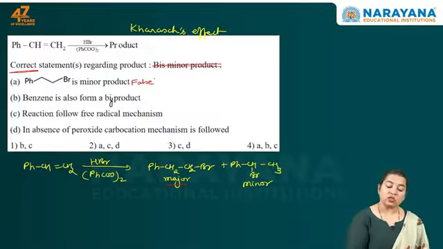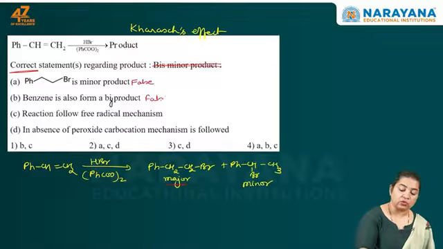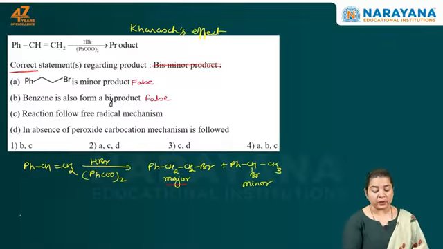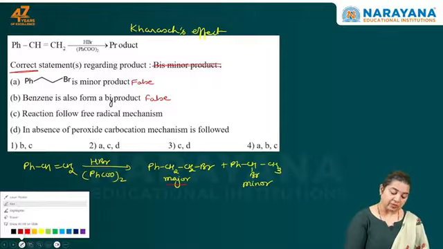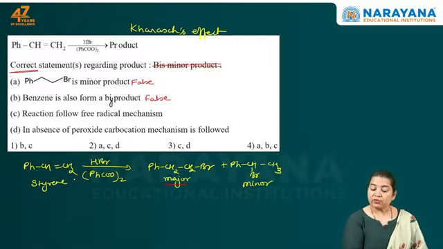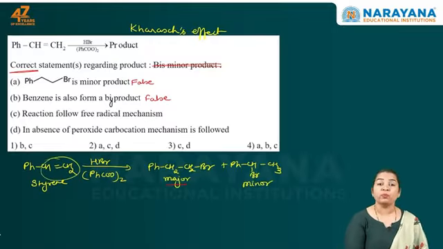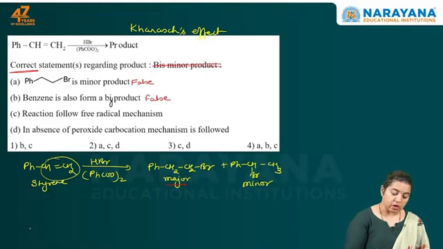B: benzene is also formed as a byproduct. That is totally false. There is no benzene formation here, right. What they have started the reaction with is styrene. If there were any other product formation, how would this entire ethyl group wipe off? So, this is not at all a possible option.